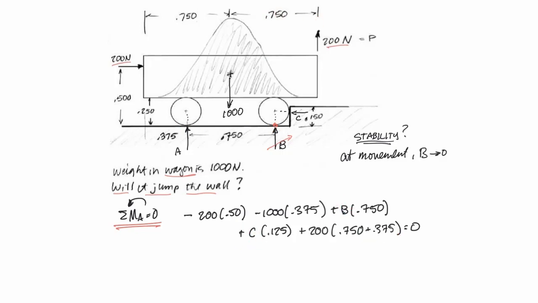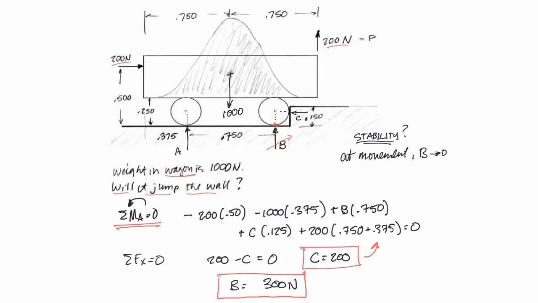Now, how many unknowns do I have? I have B and C, so I can't really solve that yet. So let's see if we can find one other equation to solve for one of those forces, and then find out if B has a value or not. So I'm going to sum the forces in the X. In that case, you can see that there's only one other force in the X. We've got that one and C right there. So I'll go ahead and do that.